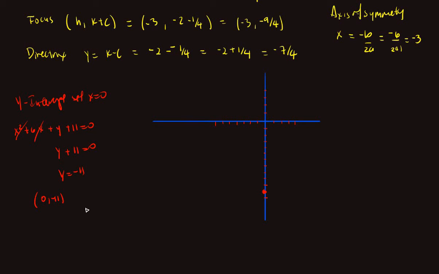Okay, so we have the y-intercept. We have the axis of symmetry, which is negative 3. We're going to draw this one in a second. We have the directrix, and we have the focus, which is negative 3 and 9/4, which is a little bit more than 2. So let's plot those things in a second.